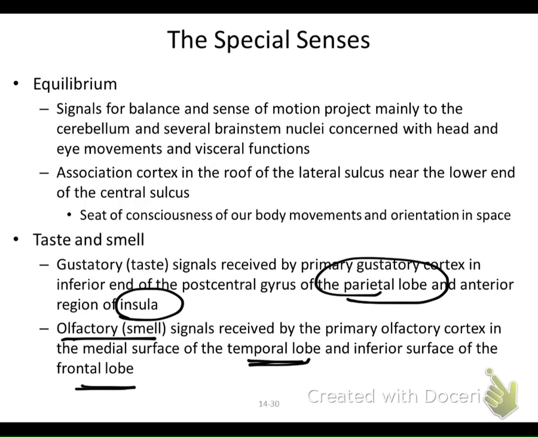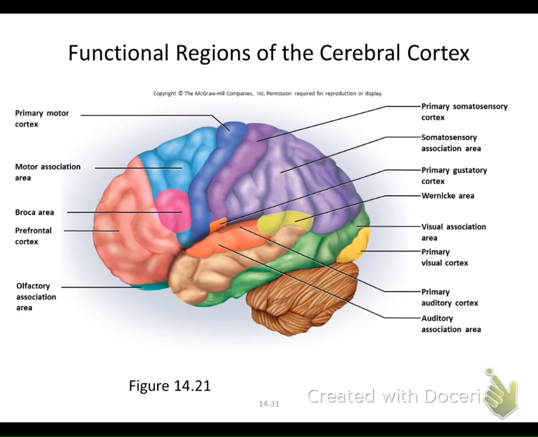Now, those kind of make sense when you think about the location of the olfactory nerve, right? The olfactory nerve is sitting there. It's right close to the frontal lobe and near the temporal lobe as well. And the taste going to the parietal lobe, think sensations, as well as to a little bit of the insula.